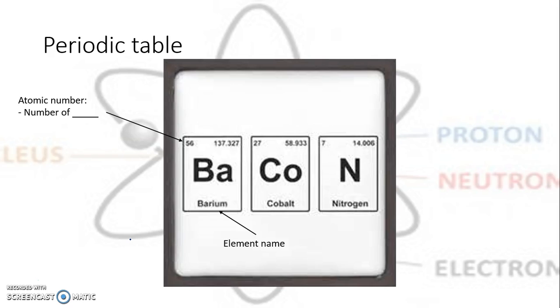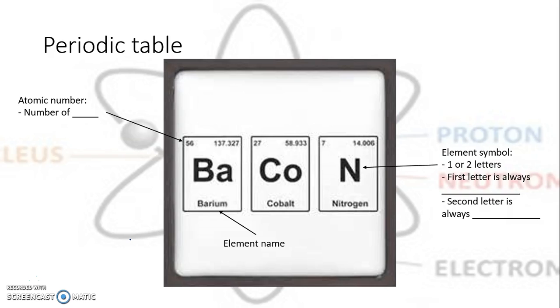Then you have the element name. Now, the element name is not always on the periodic table. It just depends on who made that table. But the atomic number is. Then we also have our element symbols. Now, the symbols and the names don't always match up, and that's because the symbols are from the old names, which are usually Latin-based or Greek-based, and some of them, I believe, are German, but I'm not positive.